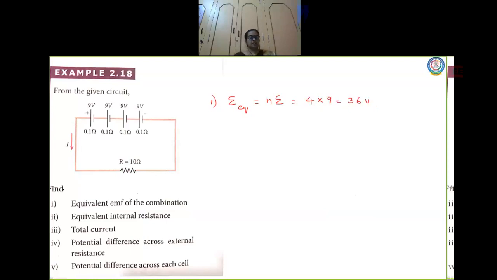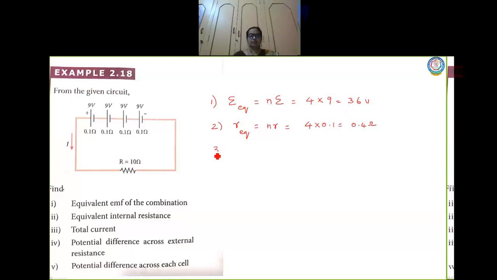The second question is, what is the equivalent internal resistance? So equivalent internal resistance is small r equivalent. So that is also equal to n times the internal resistance of each cell. Again, there are 4 cells. The internal resistance of each cell is 0.1. So 4 into 0.1, it is 0.4 ohm. Okay, right.